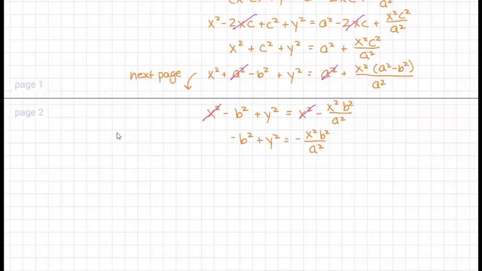All right, well, let's see what we can do with that. So I'm going to go ahead and arrange some terms first of all. I'm going to move this term to the left to make it positive. I'm going to move this term to the right to make it positive. So I'm going to have x squared b squared over a squared plus y squared equals b squared. And then I'm almost done. I have one more step. If I divide every single term by b squared, divide this term by b squared, it's going to cancel out.